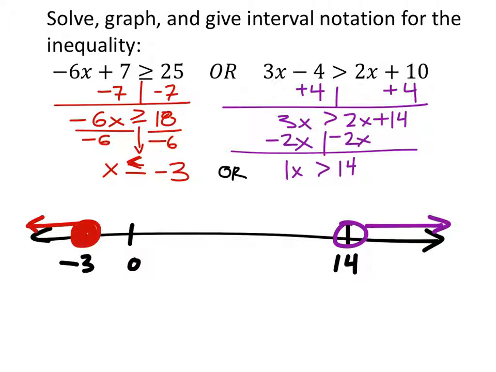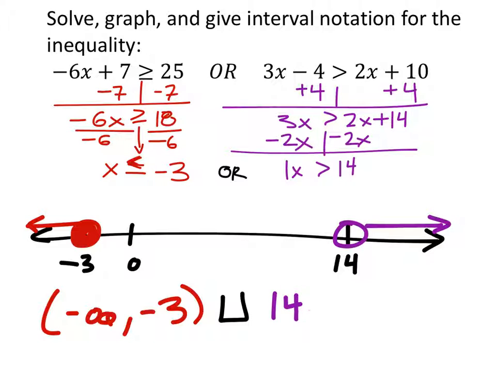So my interval goes all the way to negative infinity, and it's going to stop at -3, and I would need to unite that with the purple one, which starts at 14, not included, and that goes to infinity, which is also not included. So we have the solution on this one, the graph, and the interval notation.